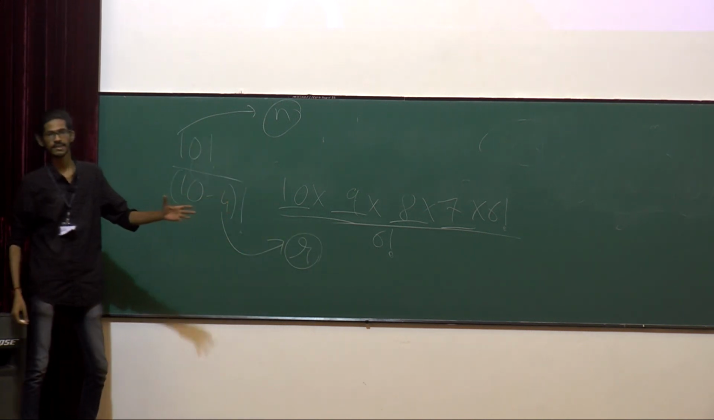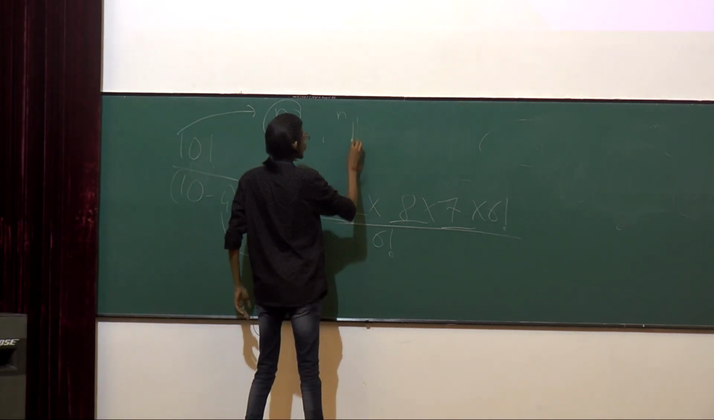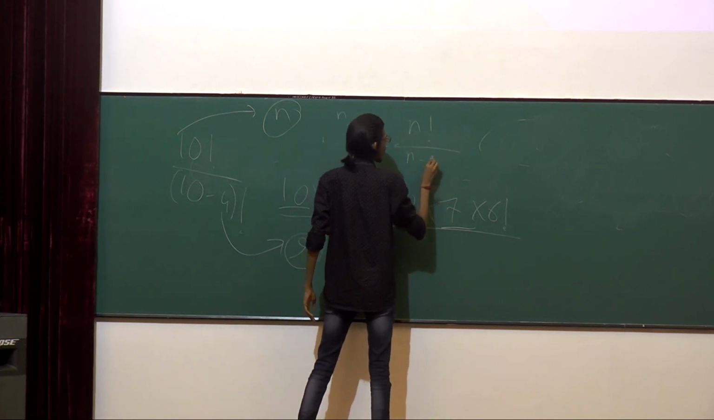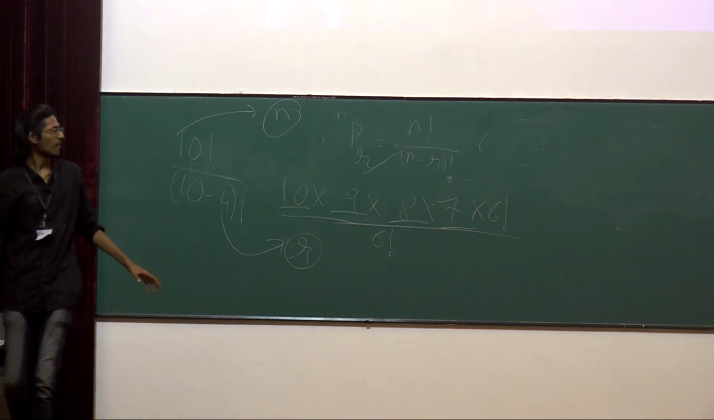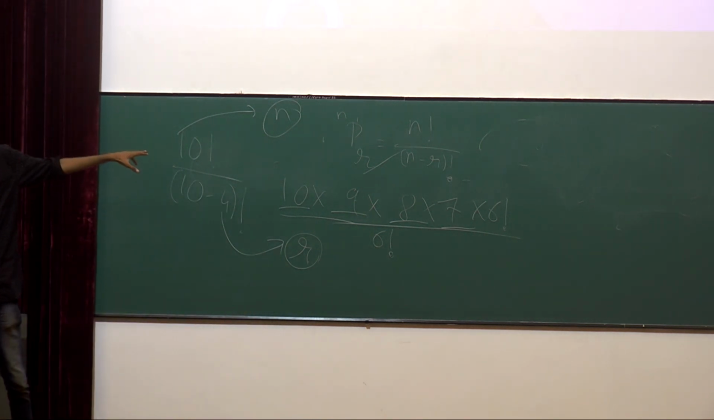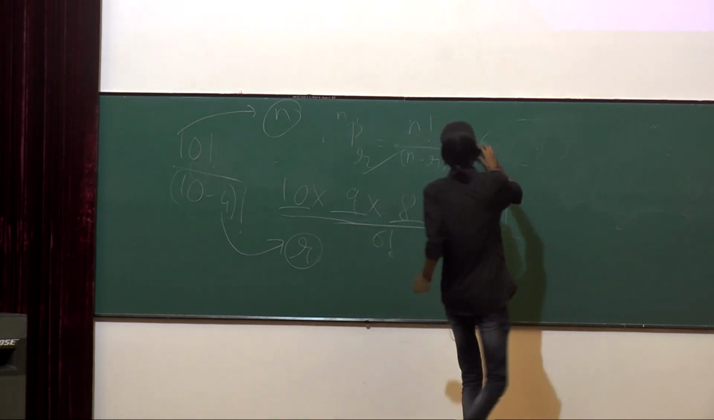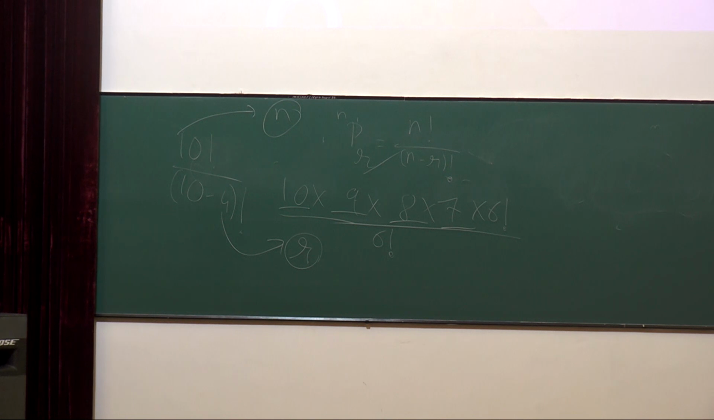So can I just generalize it for some n and r? So the formula for NPR becomes n factorial upon n minus r factorial. Are you clear with how we got that result? Now we got a result for NPR. Now let's derive the same result for NCR.